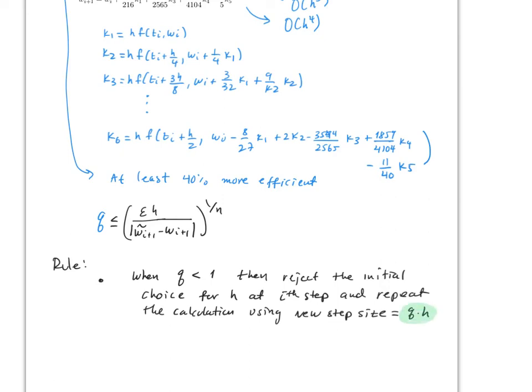Notice that this has the potential to therefore double the amount of work compared to methods that do not use the error control.